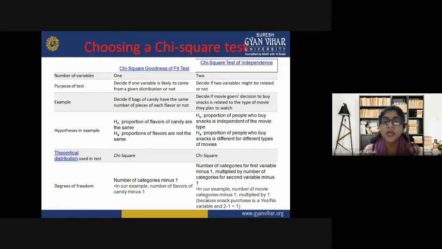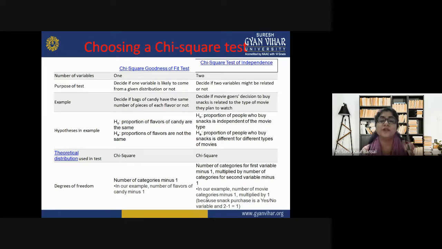But when we are talking about the hypothesis of the chi-square test of independence, the proportion of people who buy snacks is independent of movie type. That means there is no difference. The second hypothesis, which may be there, is that the proportion of people who buy snacks is different for different types of movies. So this is how the chi-square goodness of fit test and the chi-square test of independence are used. So understand it in a very elaborate manner, students, and I hope you will understand it very quickly.